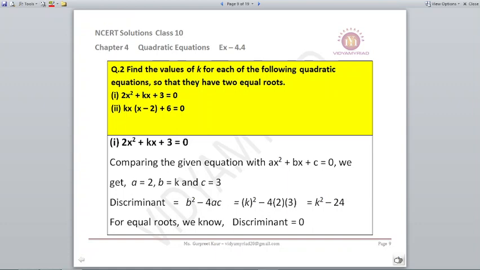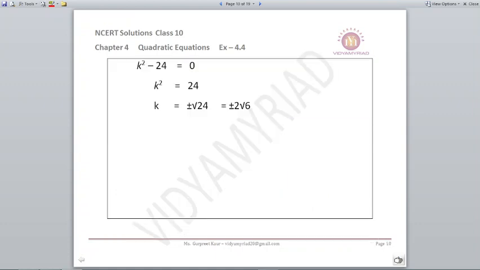So the discriminant is b square minus 4ac, and we know for equal roots the discriminant should be equal to 0. So b square minus 4ac, when you put in the values, gives k square minus 24. Let us equate it to 0 to find the equal roots. K square is equal to 24, so k comes out to be plus minus square root of 24, which means plus minus 2 root 6.